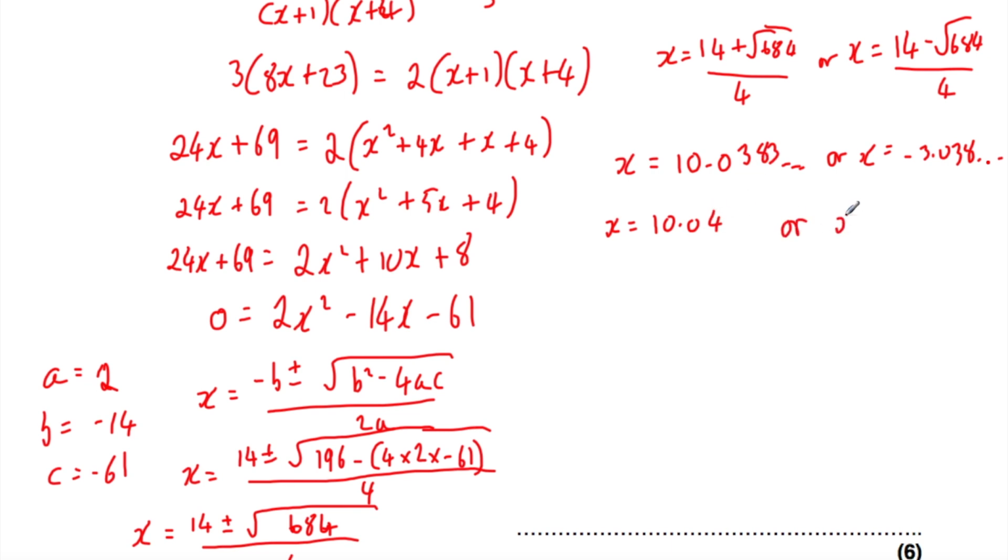Or here we're going to have x equals minus 3.0 and then 38, so we're going to round up to 4. So that means that x will be equal to 10.04, or x would be equal to minus 3.04 to two decimal places. And that's it, we've solved that question.